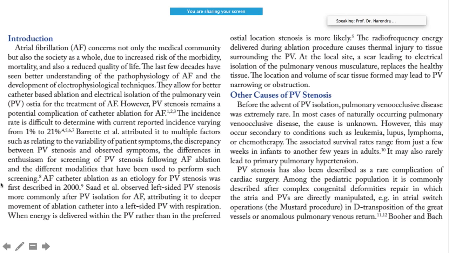So what is happening is initially, as I said, I was using several technical terms. So initially I introduced atrial fibrillation, what it is. Then I introduced the term pulmonary vein stenosis and how it happens. So what are the different causes? I introduced the other causes, and later on I introduced that yes, pulmonary vein stenosis can happen secondary to AF ablation. And then I also introduced the other causes as well. Then we can focus only on pulmonary vein stenosis secondary to AF ablation. So that was the reason, okay? This is what has been done in this review article.